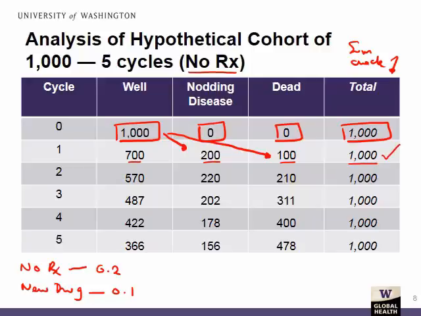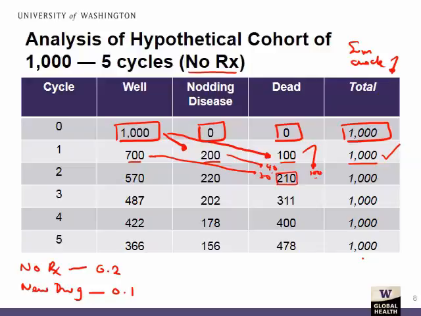Now, for cycle 2, it becomes interesting. Let's build up cycle 2, starting with those who are dead. So dead is the absorbing state. The 100 all come down to this dead state, so you start out with 100 here. Now we know that the mortality from nodding disease is 20%. So 20% of 200 is 40. So we have 40 patients coming in here. So 40 plus 100 is 140. But we also know that there is a background mortality. So we have 10% of the 700 here coming down here. So we have 70. So 70 plus 40 plus 100 is 210. So we have our dead patients here.